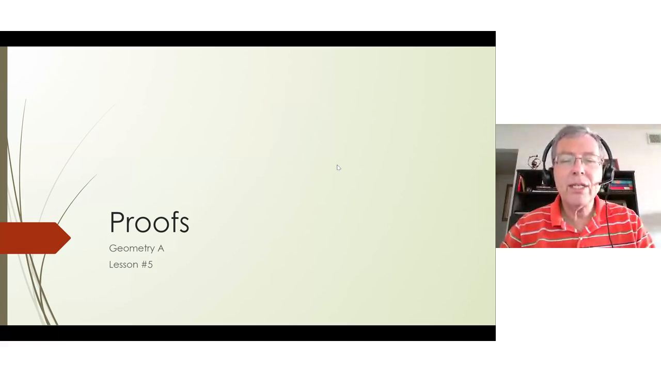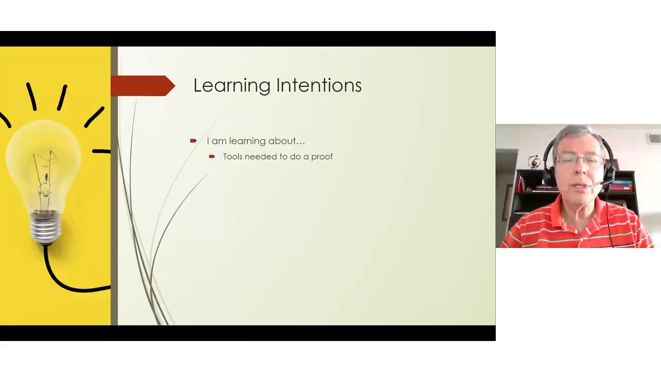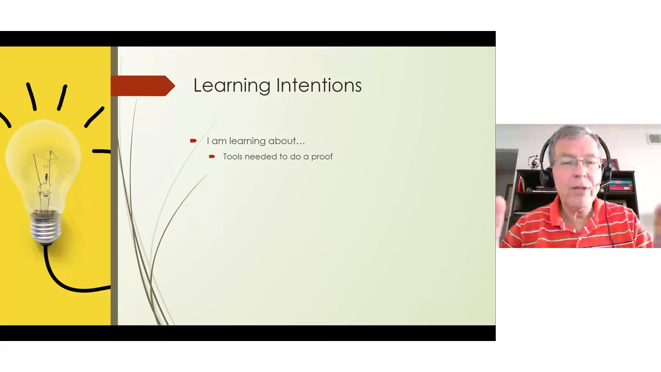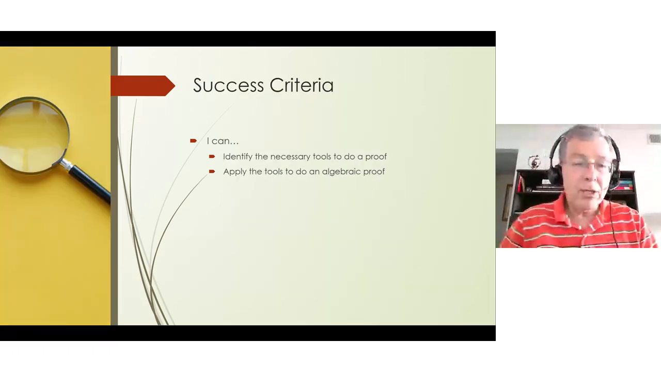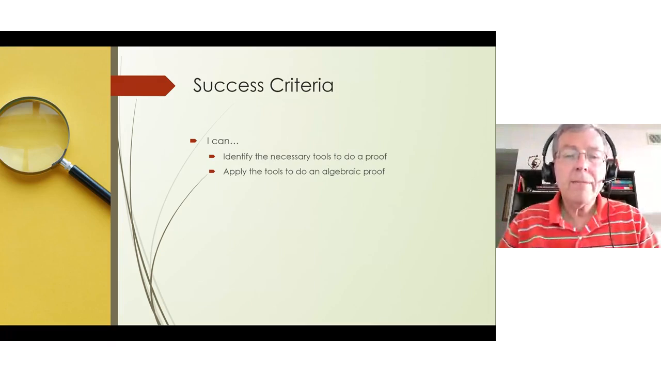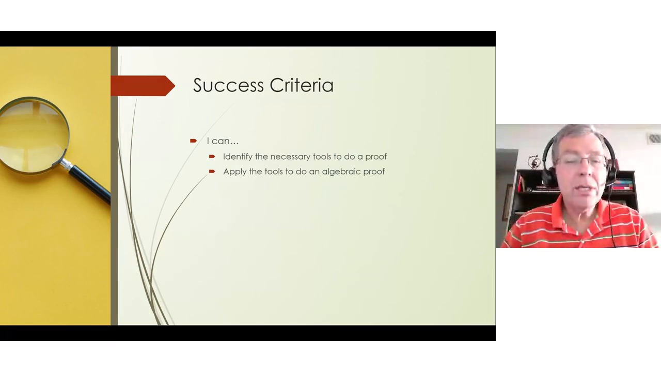We have our learning intentions. I am learning about tools needed to do a proof. You've got the tools you need. I will demonstrate. Your success criteria: I can identify the necessary tools to do a proof and apply the tools to do an algebraic proof. There are many different types of proofs.